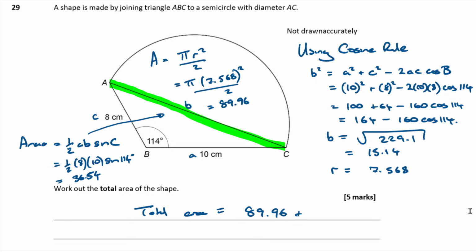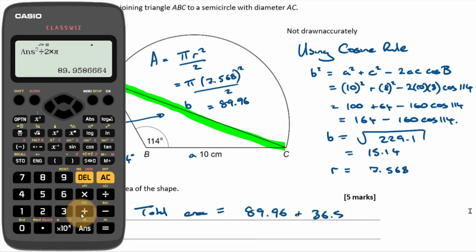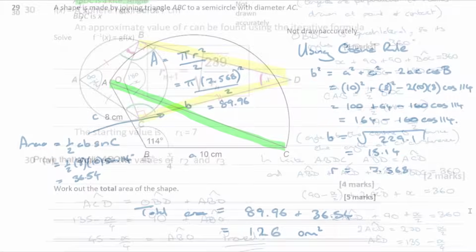89.96 plus 36.54. What's that then? Plus 36.54. Now I'm going to round it off to 3 significant figures. I was keeping it to 4 significant figures as I was going through, so that when I could drop down to 3, I'm not going to lose too much accuracy along the way. So 126 units squared centimeters.